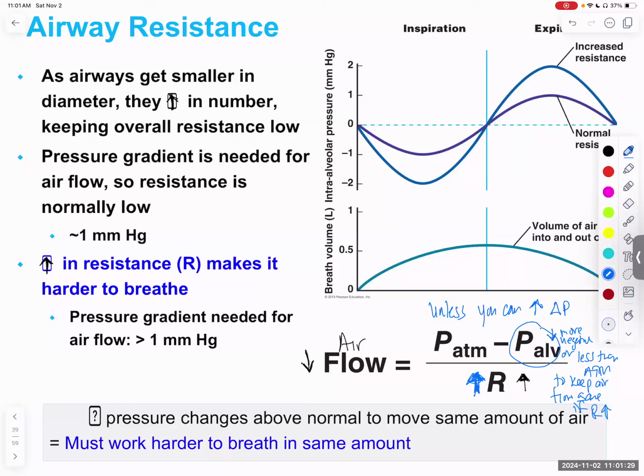And then on the reverse, you're really bending over and trying to collapse your rib cage in as much as you can, because you're really trying to change this delta P to offset the increase in resistance. So for any pressure changes above normal to move the same amount of air, you're going to have to work harder.